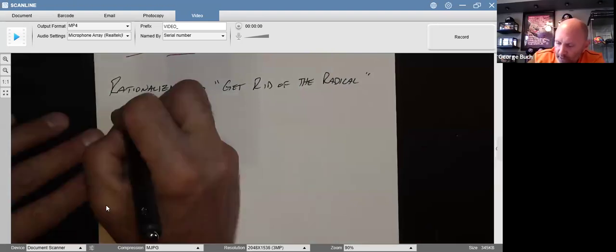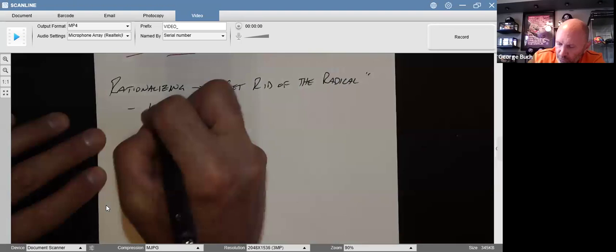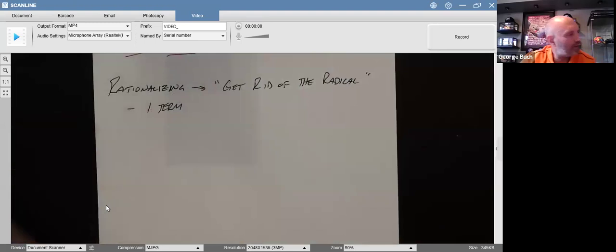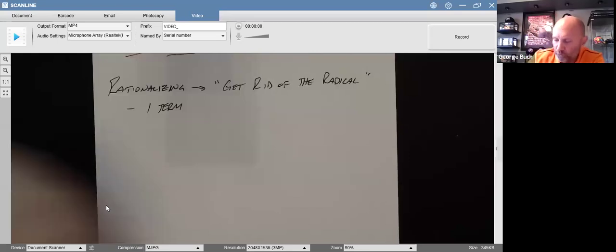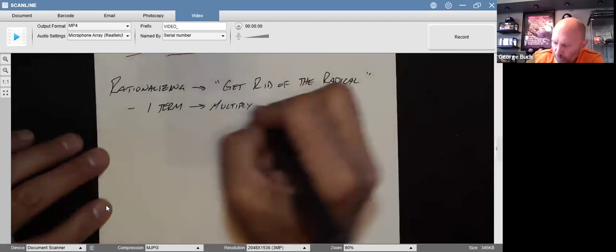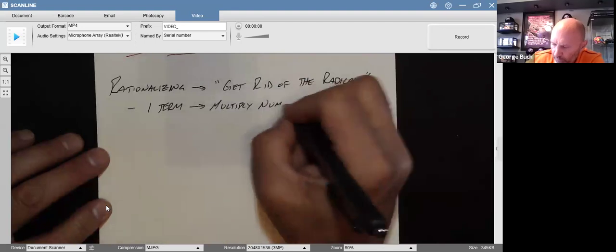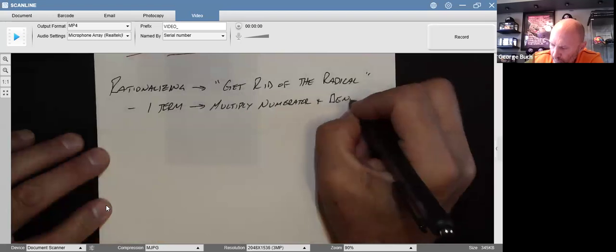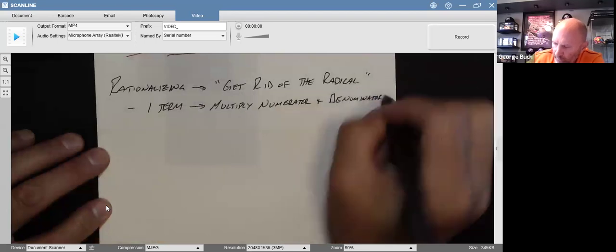And the kind we're going to look at here today is just one term. In lesson 5, I believe it is, we're going to look at when we have two terms, and there's a different methodology of how we would rationalize at that point. But when we have one term, all we're going to do is multiply the numerator and denominator by the root.